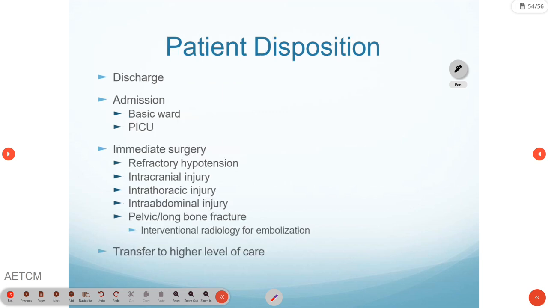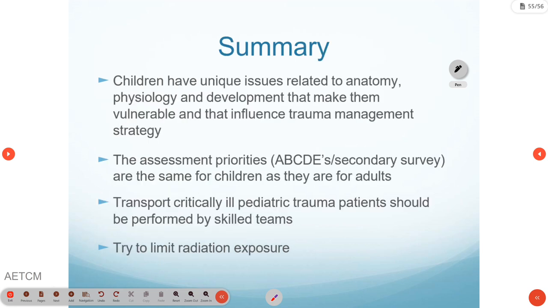Then coming to the disposition of the child, if the child needs observation, you should admit and observe the patient. Whoever has refractory hypotension, intracranial injury, intrathoracic injury, intra-abdominal injury, and pelvic and long bone fractures might require surgical intervention. So we will be proceeding with the surgery. So this is about pediatric trauma. With this, we'll come to an end.